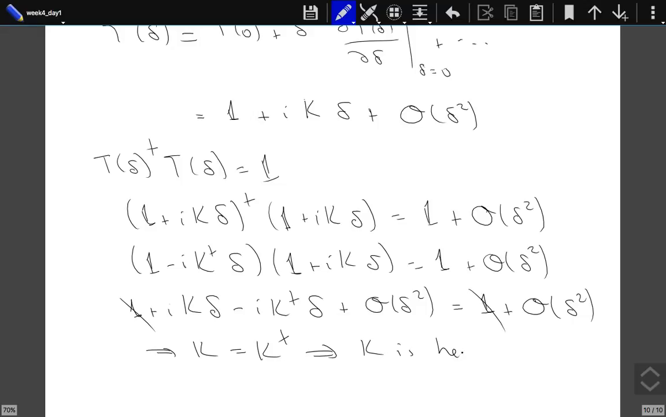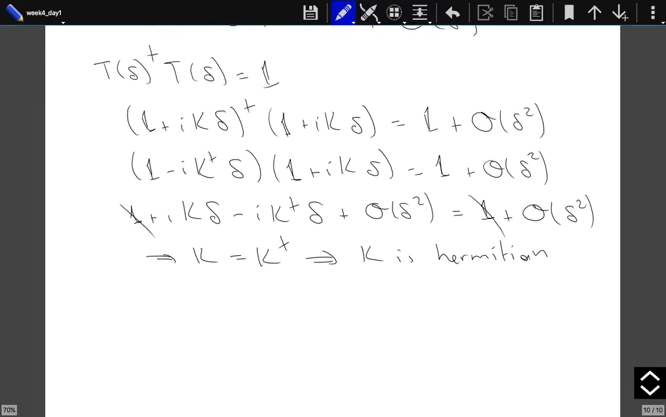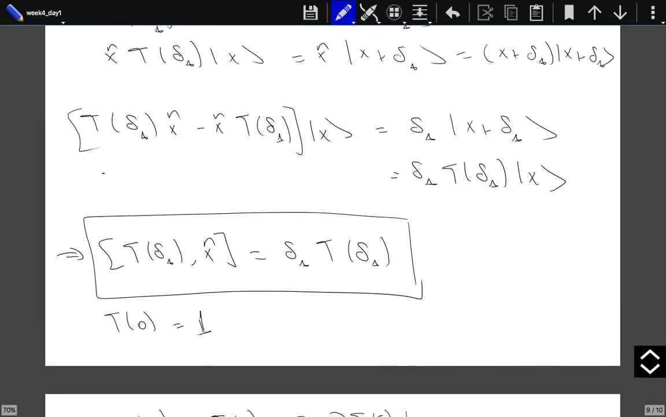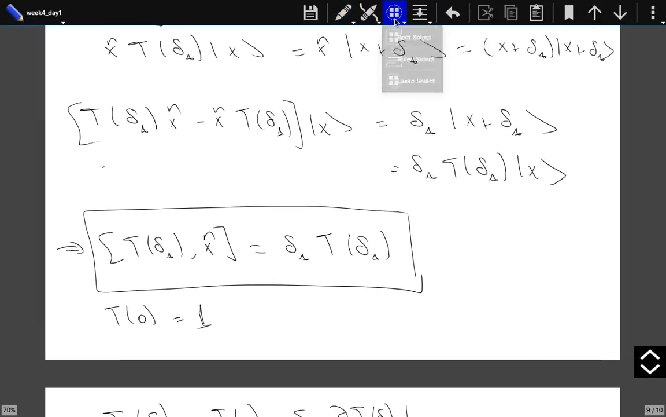So K is Hermitian. Nice, it can be an observable. It might correspond to some observable because we know that Hermitian operators correspond to observables. So what else do we know about this K? We know this property.